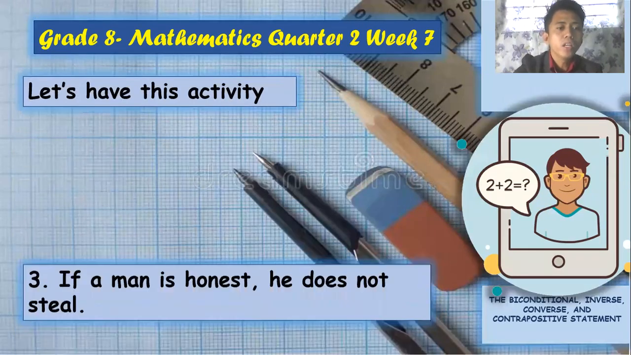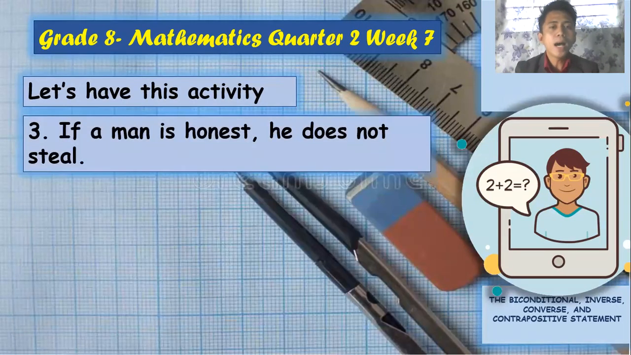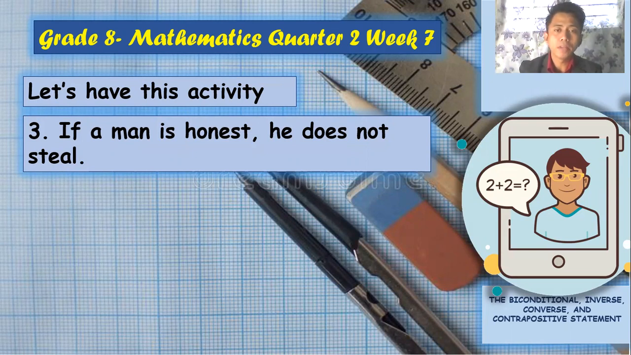Okay, let's proceed to our third example. If a man is honest, he does not steal. I will repeat. If a man is honest, he does not steal. So what did you observe about this statement? There's no word then, right? There is no word then here. So there's the word if, but there's no word then here.